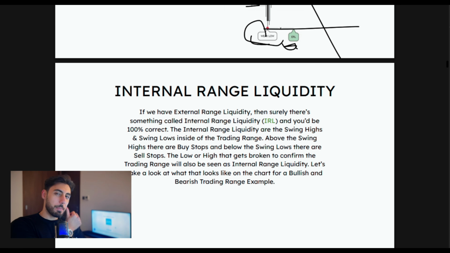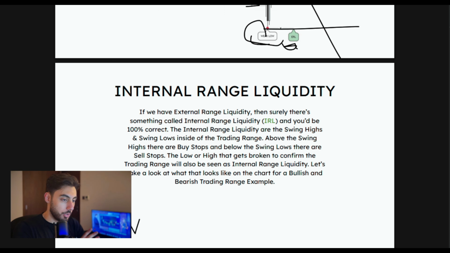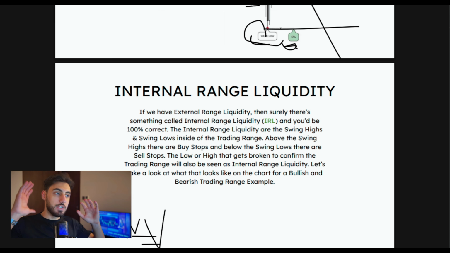Right, now let's talk about the internal range liquidity. If we have an external range liquidity, then surely there is something called internal range liquidity. The internal range liquidity are the swing highs and swing lows inside of the trading range. And you guys know above each swing high and swing low in the market, there are the buy stop and the sell stop orders, which price is going to take out and reverse. So for that reason, between the strong low and weak high, or strong high and weak low, if you see swing highs and swing lows, those are going to be your internal liquidity.